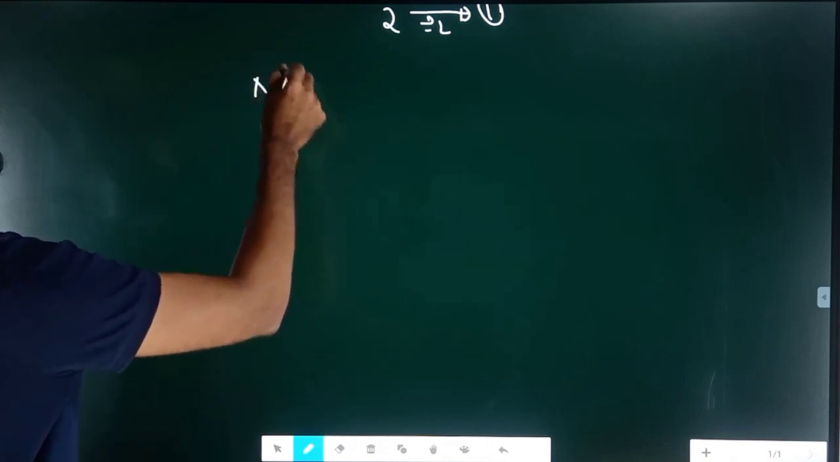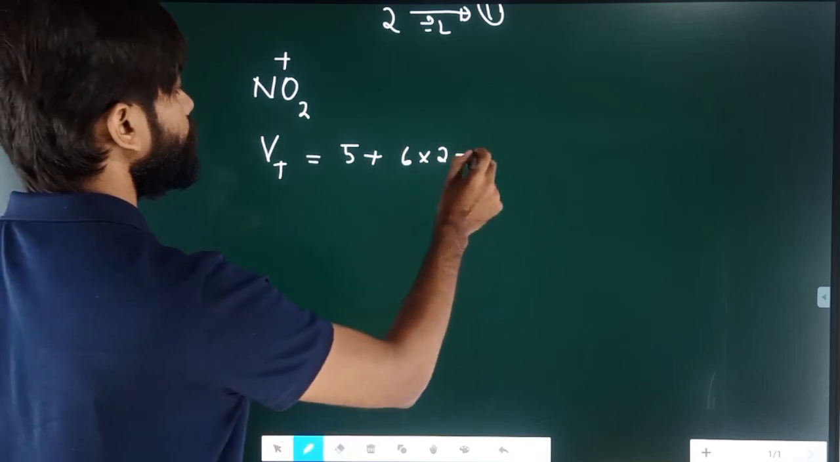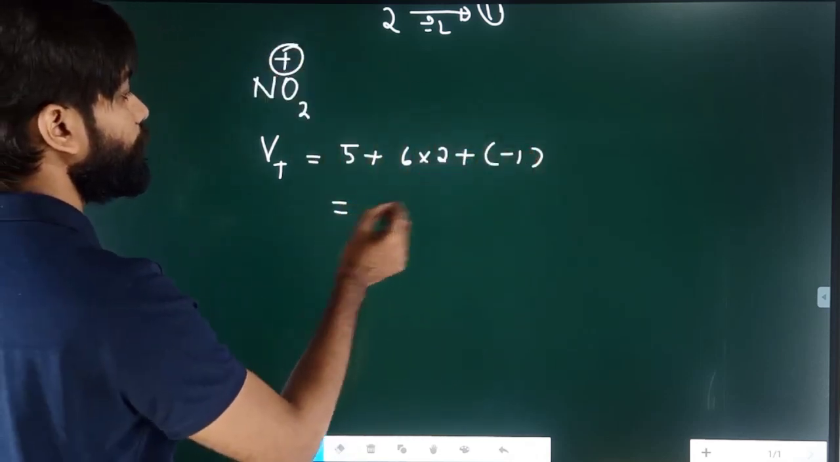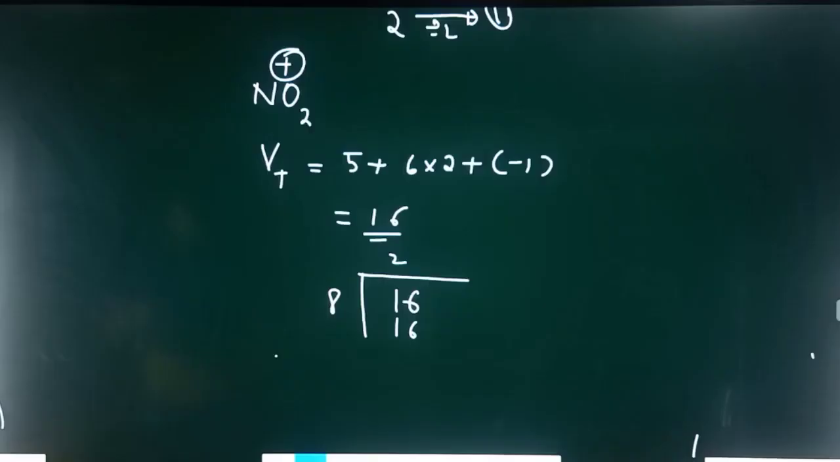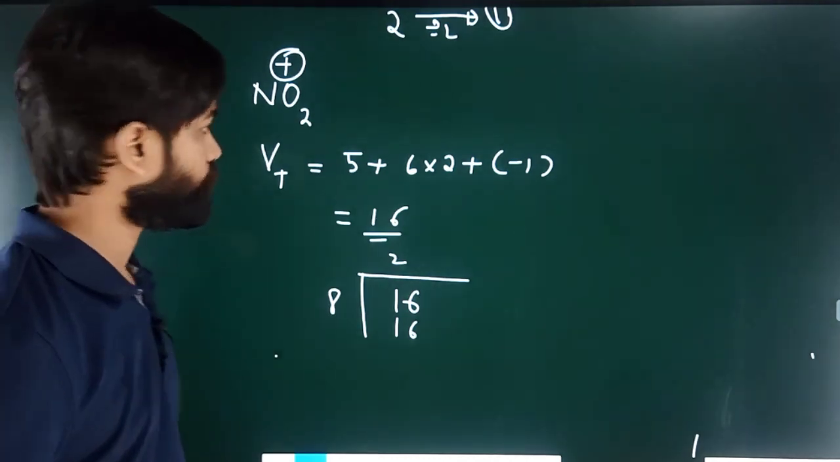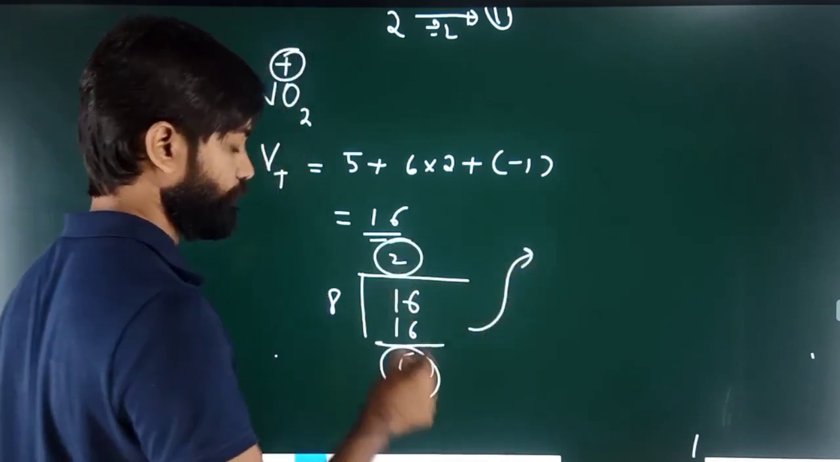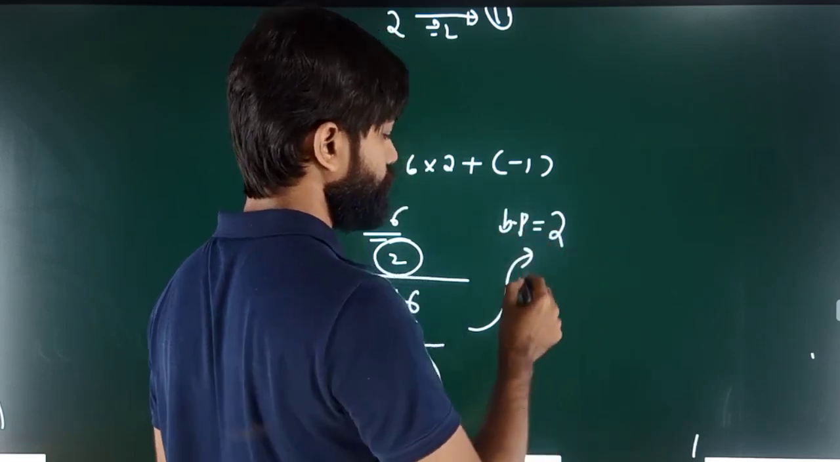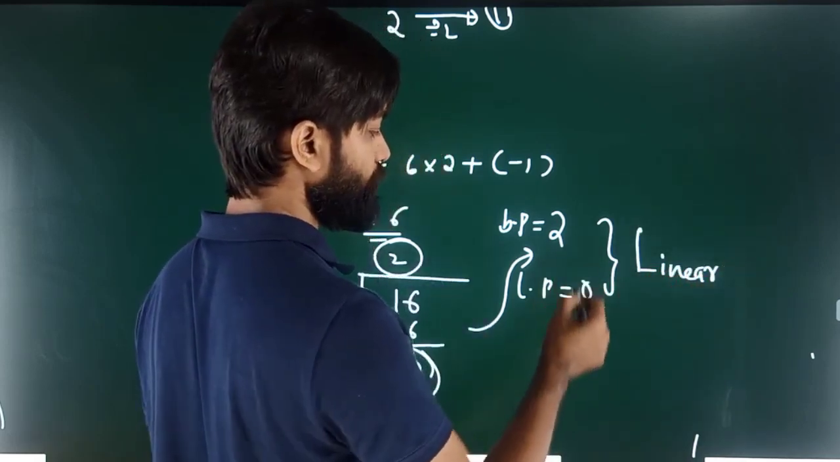Okay. Next is NO2 plus. Total valence electron. Nitrogen 5, oxygen 6 into 2, plus a minus 1. Plus 1 means 1 electron dropped. So 4 plus 12, 16. You have 16 with the 8, 2. Okay. So remainder is 0. So the category 2, 0. 2 bond pair, 0 lone pair. So the geometry will be linear. Okay. 2 plus 0, 2. Hybridization will be sp.